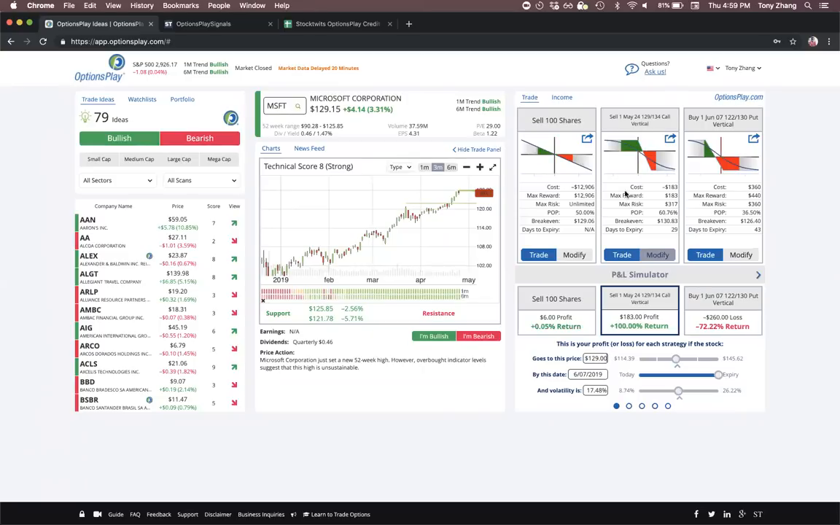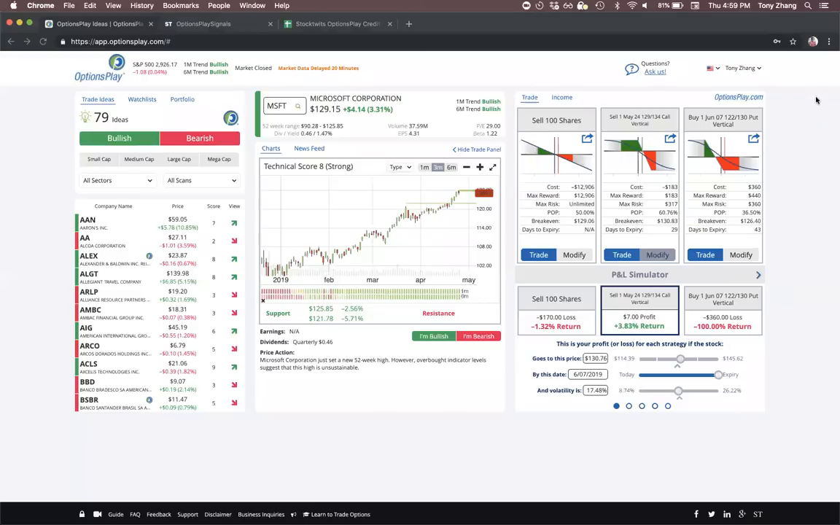You're going to be able to collect your $183 credit as long as it stays where it is, moves a little lower, or even moves a little bit higher. So even if the stock rallies up to about 130, you're still going to be able to make some profit. So this is really just to give you a sense for what it feels like to sell a credit spread.